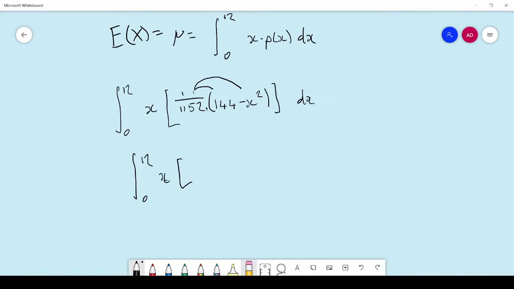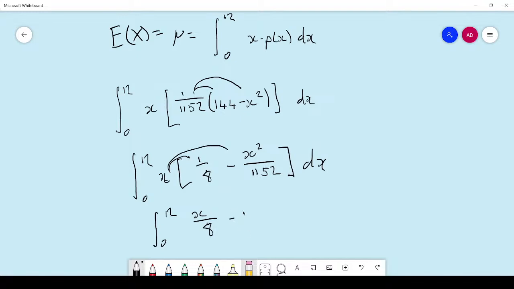I think it's an 8th. I'll check that on my calculator. Yep. So 144 over 1152 is an 8th, and then this times negative x squared. Yeah, and now we can multiply in x. So x on 8, this thing here, x on 8 minus x cubed on 1152 dx.